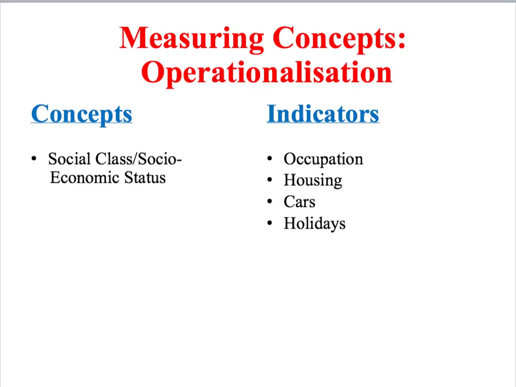And the ways in which sociologists measure concepts are called indicators. So if we're trying to measure social class, the indicators that we might use might be people's occupation, their housing, the cars that they own, the holidays that they go on. In other words, these are the concrete things that would allow us to measure somebody's social class background.